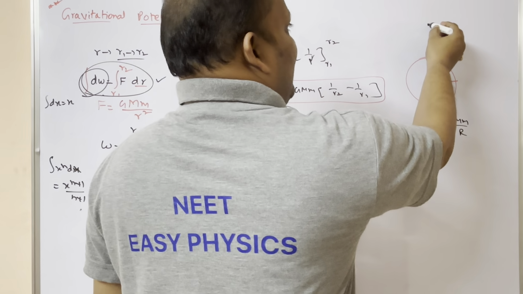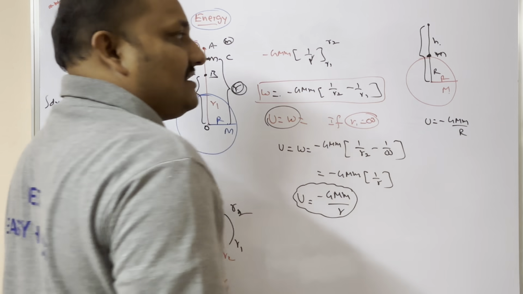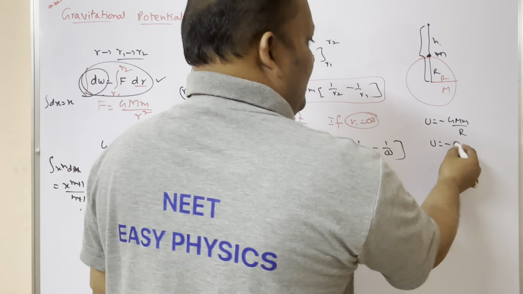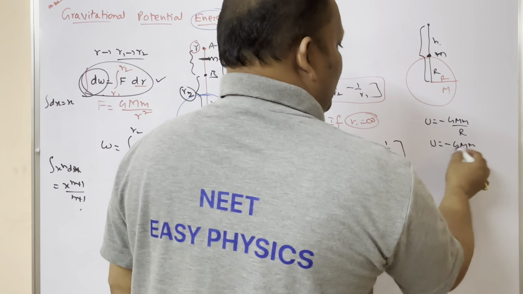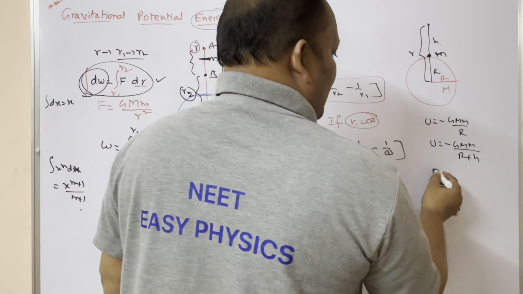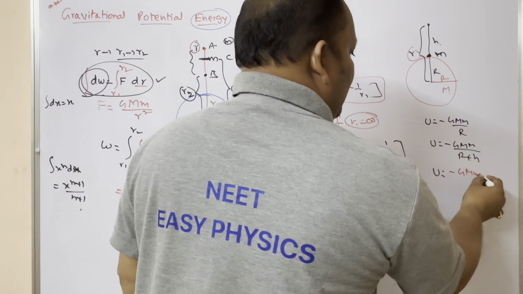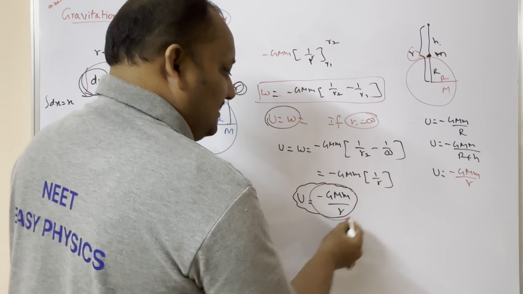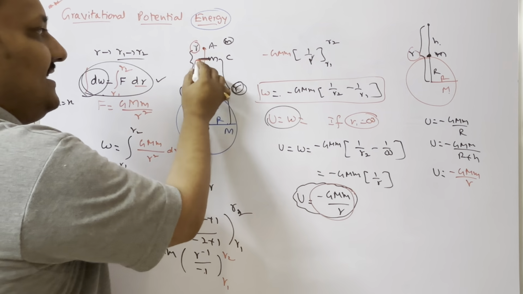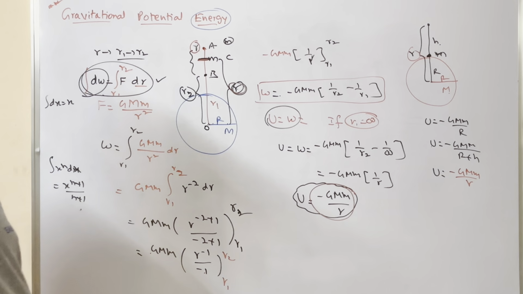If you are standing here at some height, small h, then what is the gravitational potential energy? U is equal to minus GMm by, so what is the total distance? R plus h. If that one only we take as small r, minus GMm by small r. See here, now point C is at a distance small r. So you got the final equation, minus GMm by r.